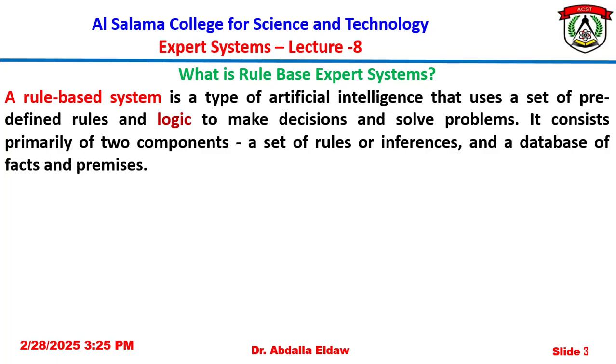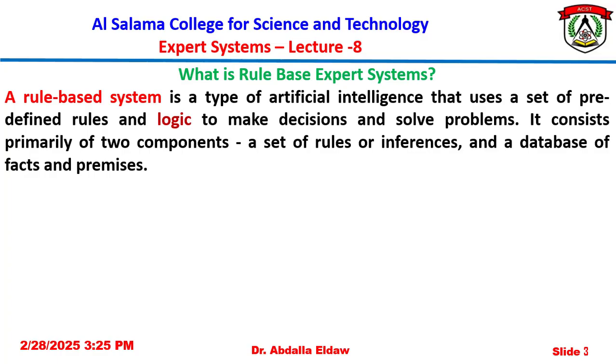A rule-based system is a type of artificial intelligence that uses a set of predefined rules and logic to make decisions and solve problems. As I said in the previous slide, if-then as a rule is suitable for logic because it consists of two parts: the condition and then the answer to the condition.